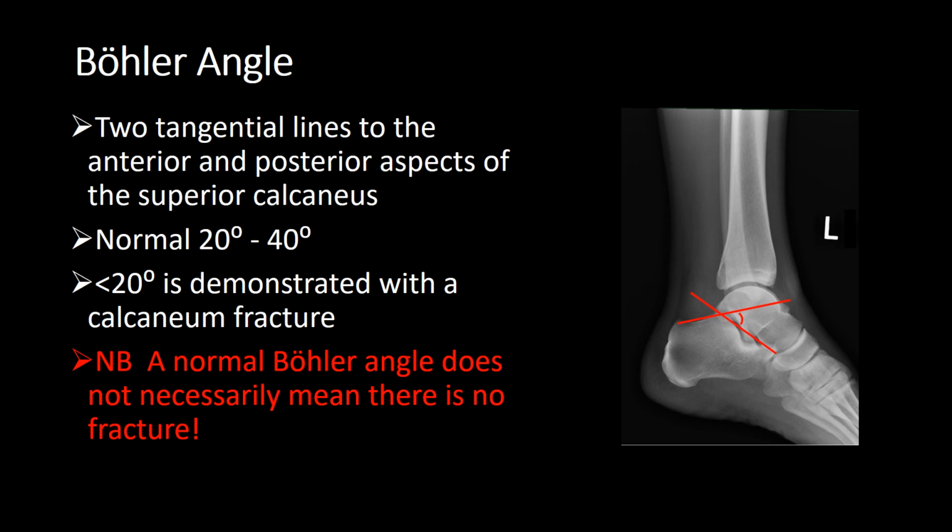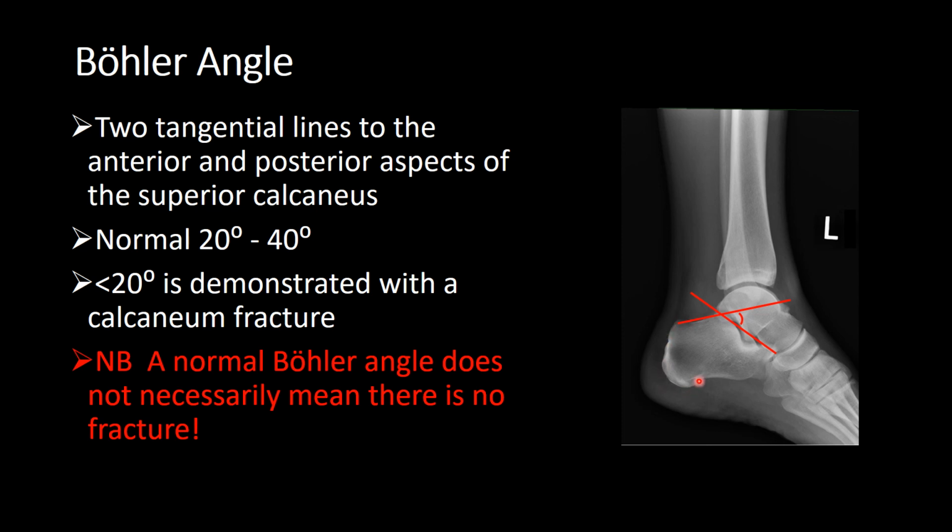In contrast, if you have somebody with pes planus, so flat feet, they have a really low, abnormally low Bohler angle, and it's perfectly possible that when you measure that Bohler angle, it's less than 20 degrees, and so then you can assume incorrectly that they have sustained a calcaneal fracture, when in fact it's actually just their normal anatomical variation.